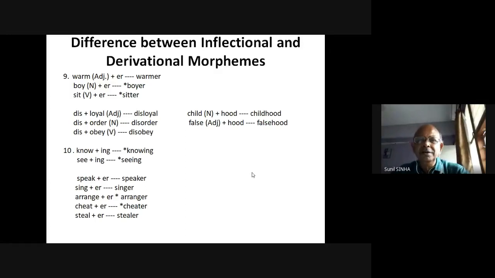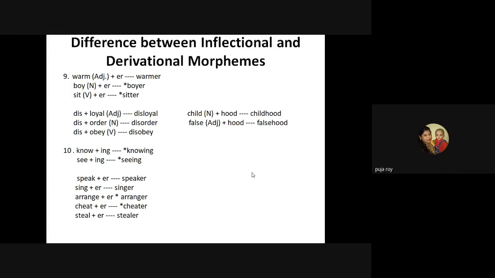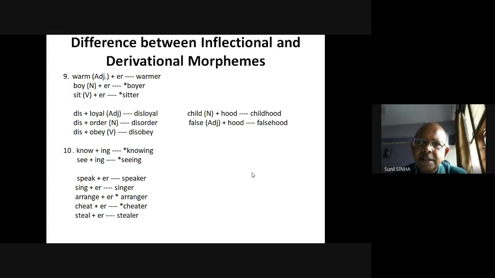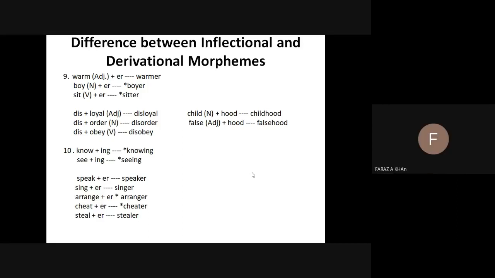Do you get the point? Hello? You can write it if you have understood. I can see the writing. Okay. So any other question?